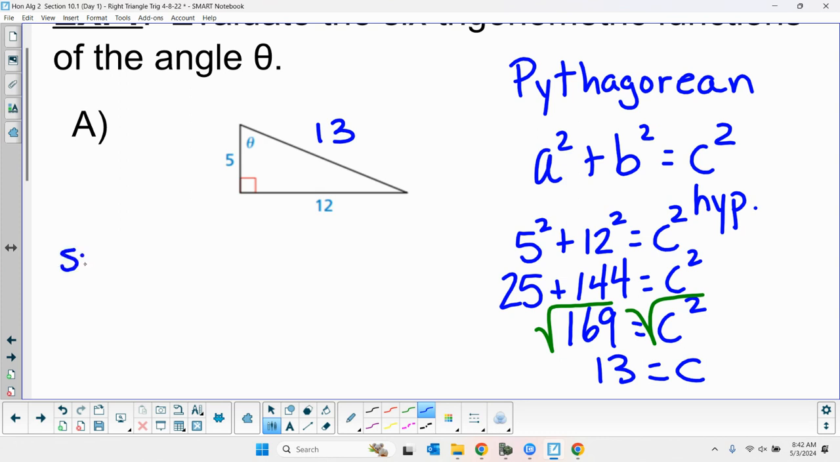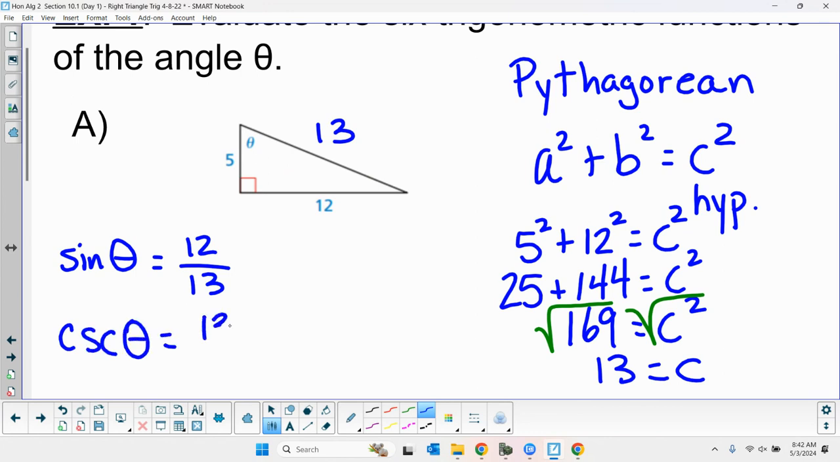Sine of theta. Here's theta. Opposite. 5 or 12 or 13? 12. Hypotenuse. 13. So the cosecant is its reciprocal. So we got 2 of the 6 already.